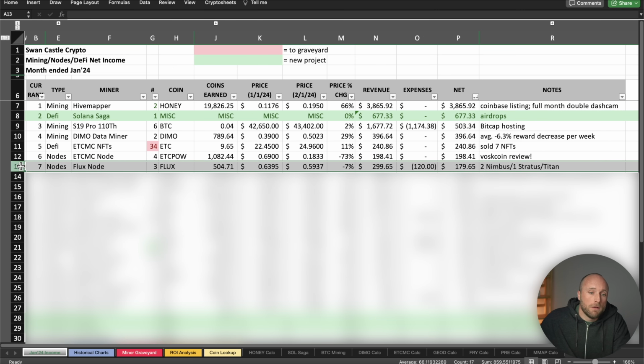Coming in number seven for the month are my Flux nodes. Nothing really happening here for the month. I am waiting on a snapshot clean airdrop, which should be hitting here in the next couple months. So I'll be on the lookout for that. It should be worth a couple thousand dollars for me.